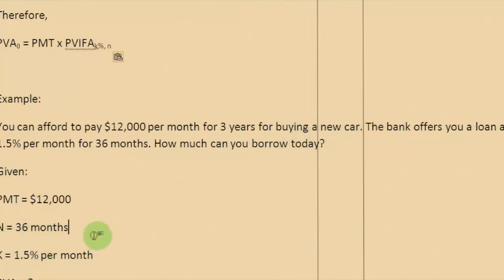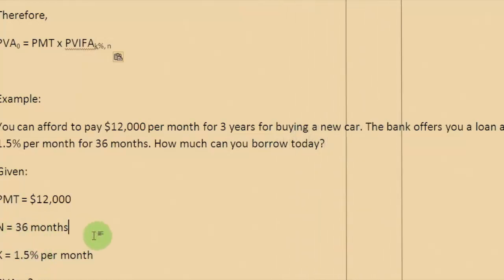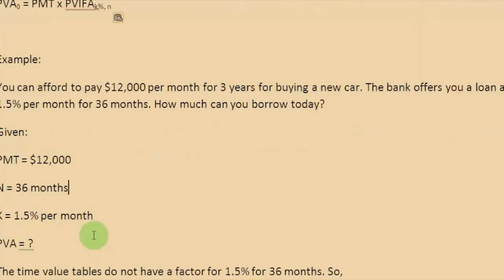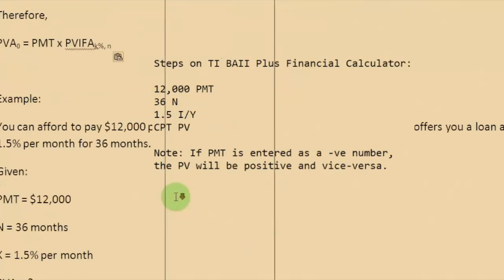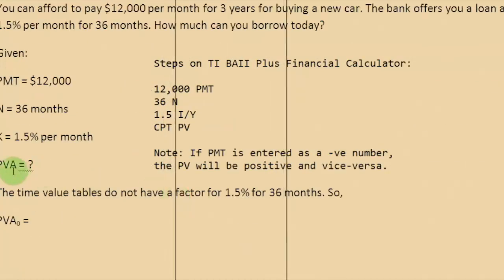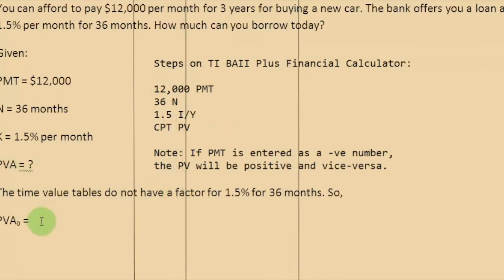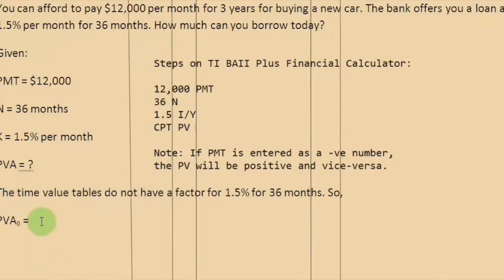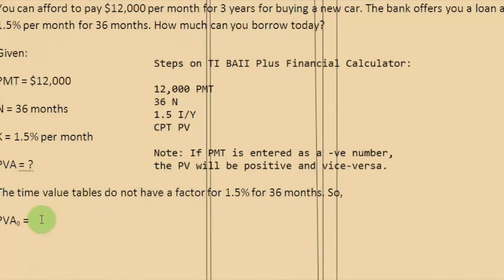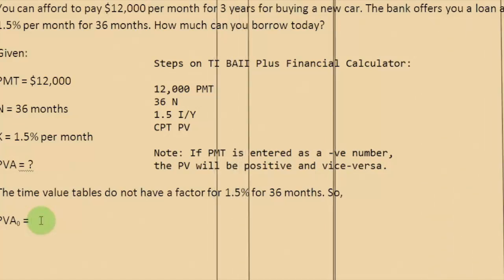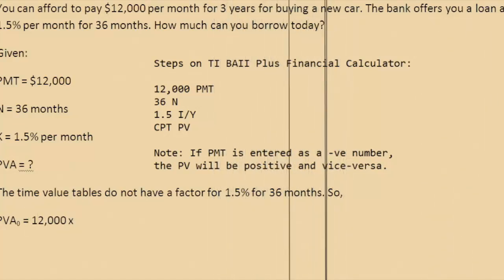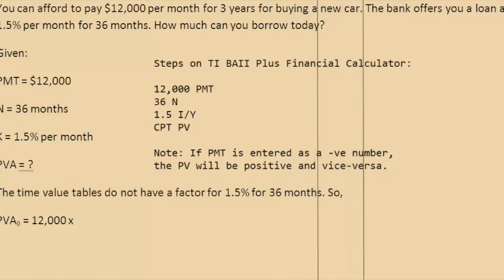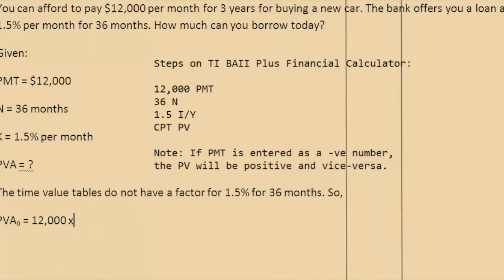So we are going to take it from the grassroots, from the first principles. We are going to have to use this formula here. So let us start doing that. We have to find out the present value of the annuity, and let us start filling in the numbers into our formula. What we do is we write down the amount of payment, 12,000, and then we are going to multiply this by the present value interest factor of the annuity for 1.5% and 36 periods.